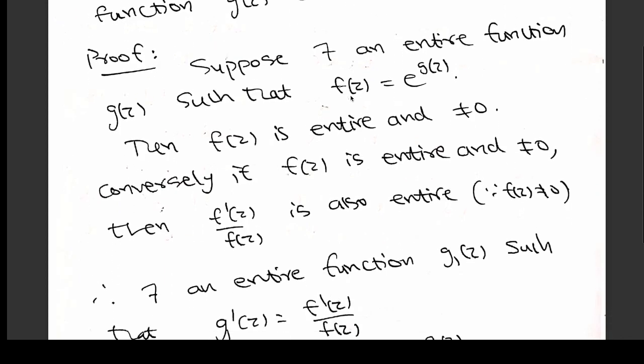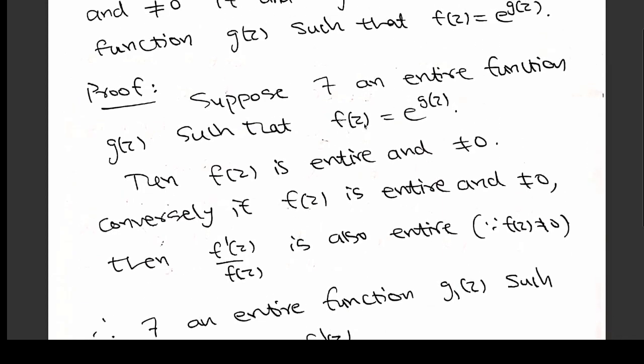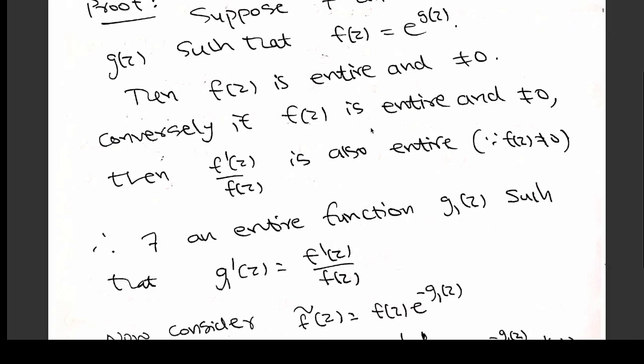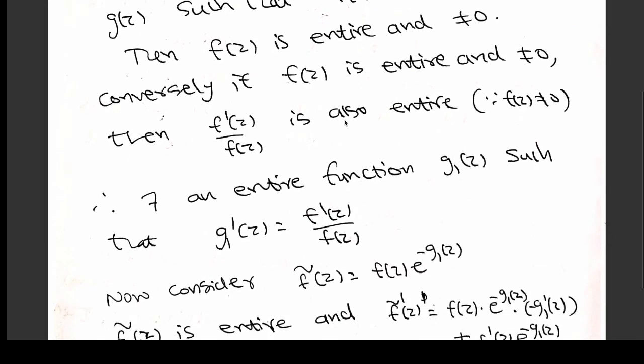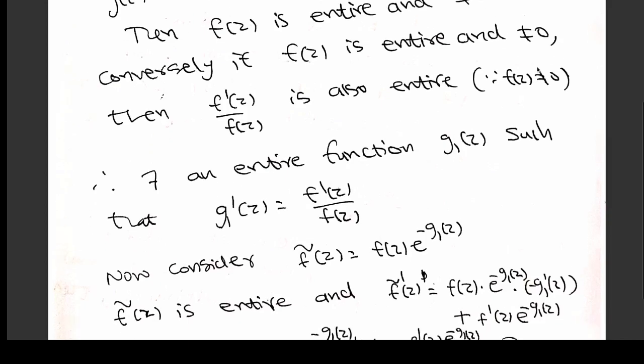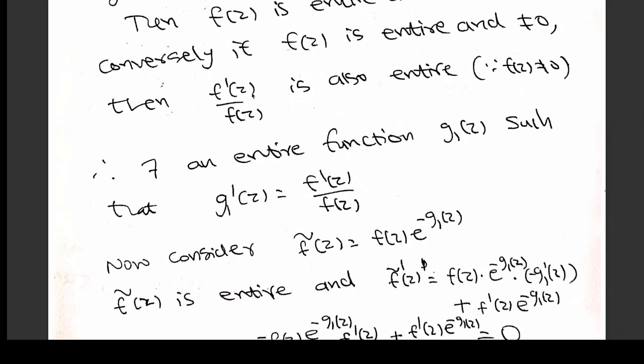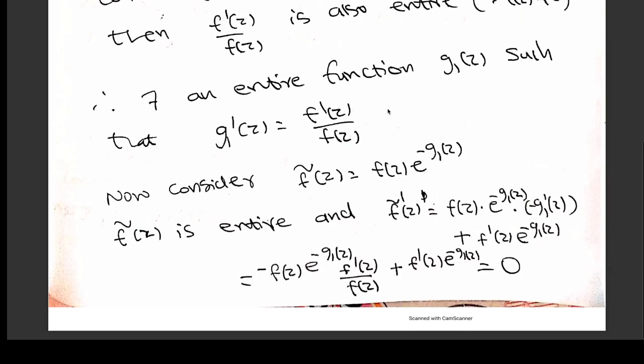So this is easy to prove. If something is of this form, you know that it is definitely entire and non-zero. Now you look at the converse. Suppose f(z) is entire and non-zero. Then f'(z) by f(z) is also entire, because f(z) is non-zero. So this is an entire function. So there exists a function g1(z) such that g1'(z) equals f'(z) by f(z). I mean, every entire function has a primitive. That is easy.